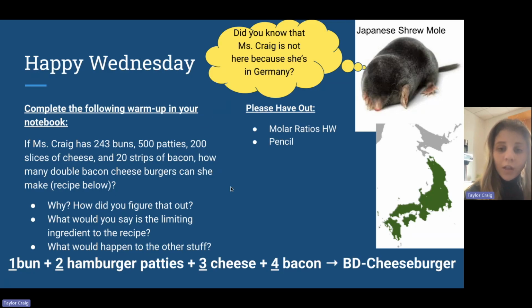So we're going to start today off with a warm-up. Here's our warm-up that you should be doing in your notebook. If I have 243 buns, 500 patties, 200 slices of cheese, and 20 strips of bacon, how many double cheeseburgers can I make? Our recipe is below, right? Each recipe takes 1 bun, 2 hamburger patties, 3 slices of cheese, and 4 pieces of bacon to make that double bacon cheeseburger. So what I want you to do is figure out how many can I make, why, and how did you figure that out?